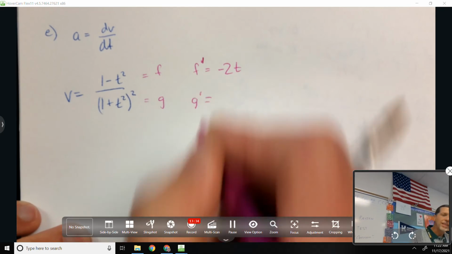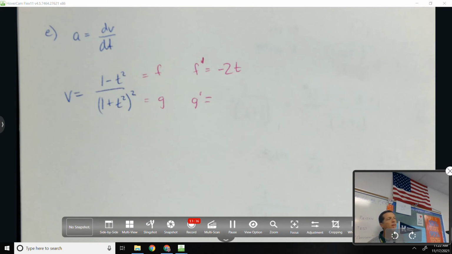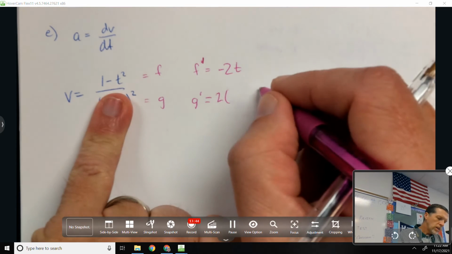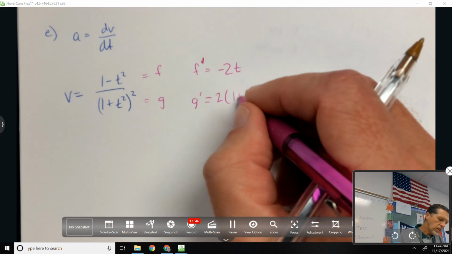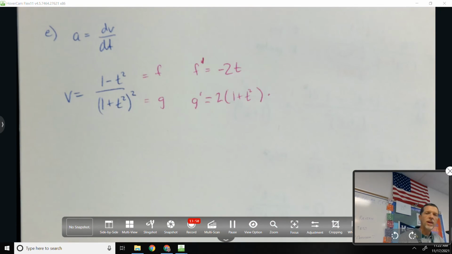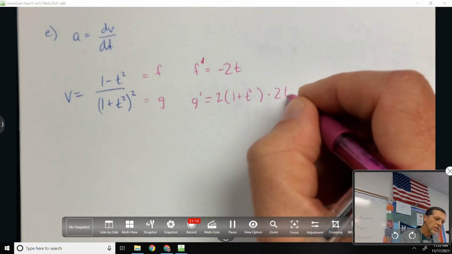F prime isn't bad. G prime, chain rule. Chain rule or algebra, but I think chain rule. Something squared would be 2 times the something to the first: 1 plus t squared, times, and then times 2t. Chain rule.